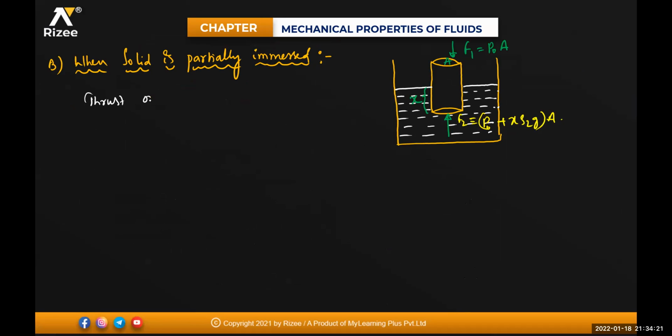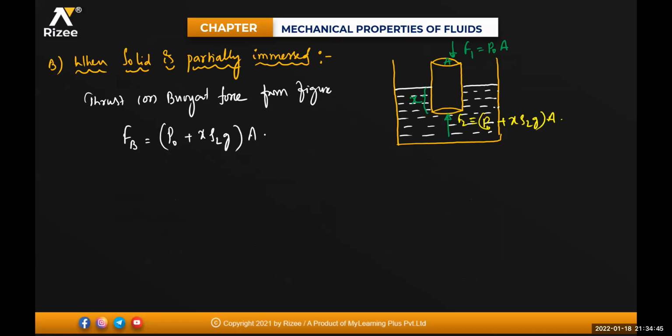Thrust or buoyant force. See from the figure what I can write. Buoyant force will be equal to P naught plus the X part which is immersed in the water, that will be exerting the pressure in the downward direction. So it is X times density of the liquid into G into area A, minus P naught into A. This total force is acting in the upward direction. This is your buoyant force.